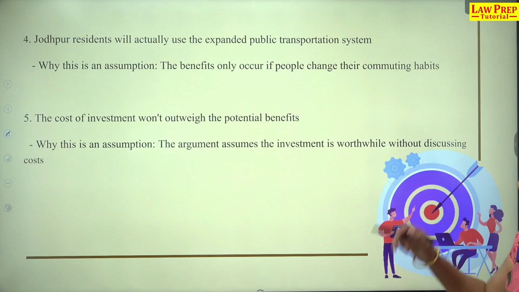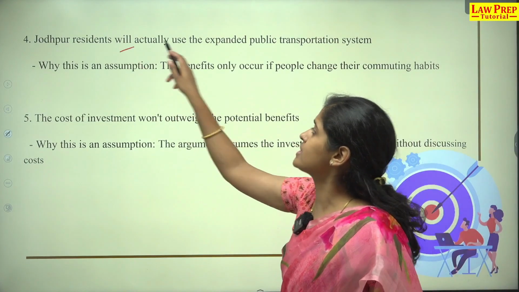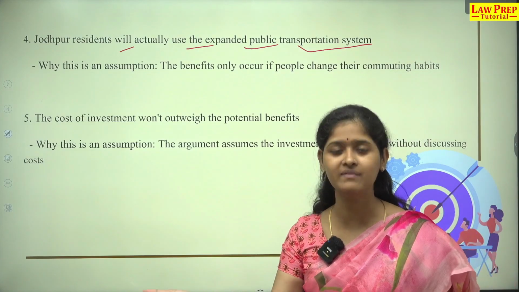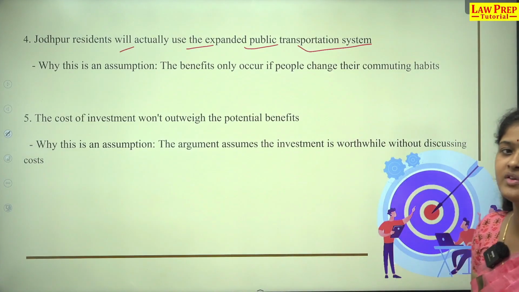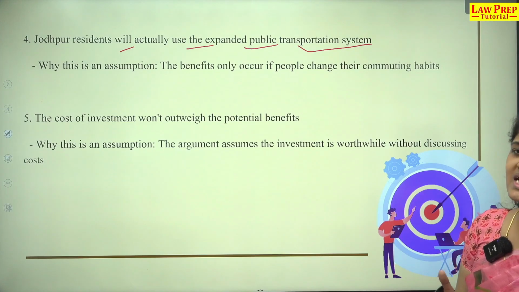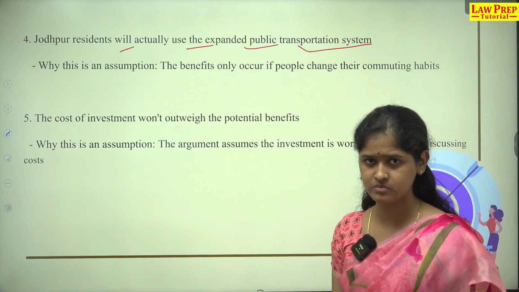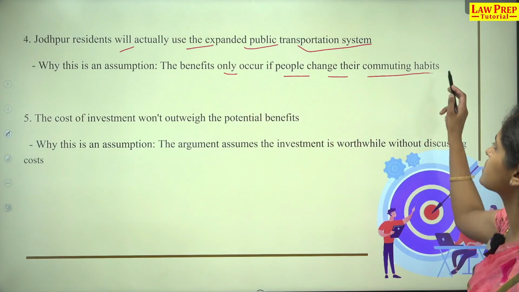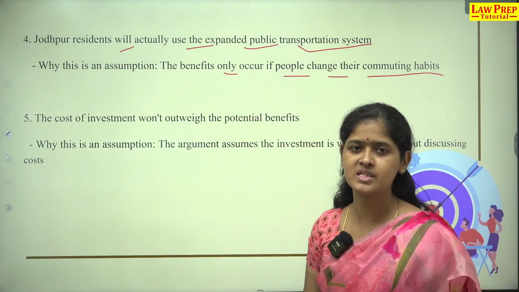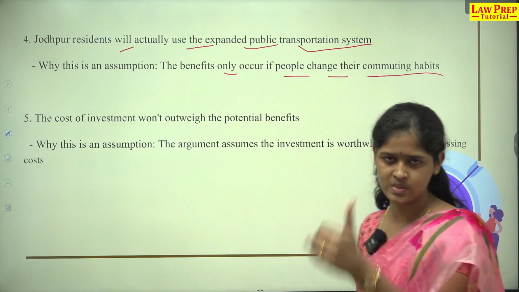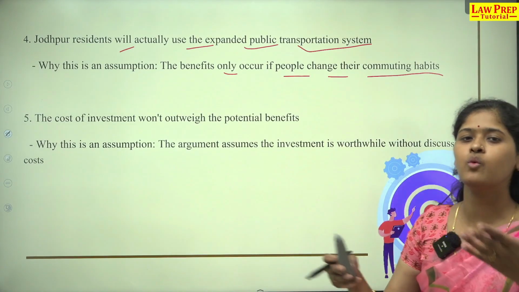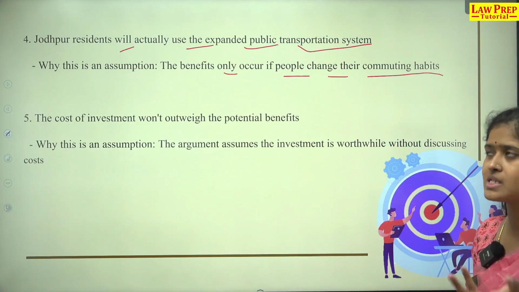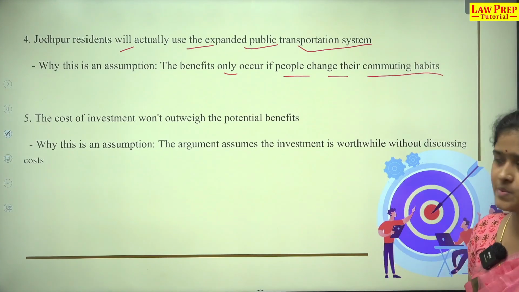Next assumption. This is also important. Jodhpur residents will actually use the expanded system. Then only the author is suggesting that investment. Why would they invest if the assumption does not cover this part, that who will consume this new transportation system. The benefits only occur if people change their commuting habits, right? This is important. If people do not use the public transportation system, why would someone want to invest in it? So the assumption is that people will change their habits and they will actually use that transportation system.